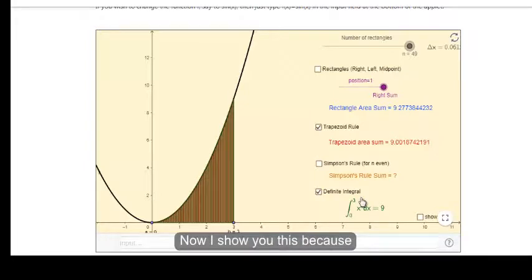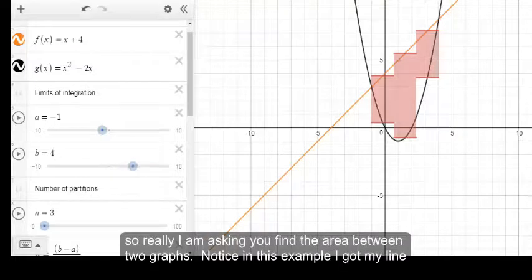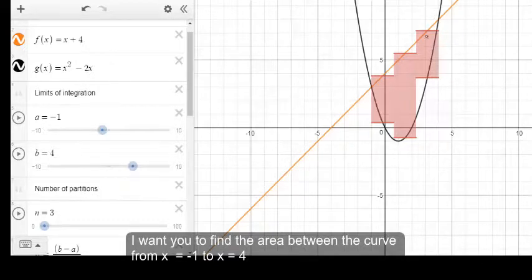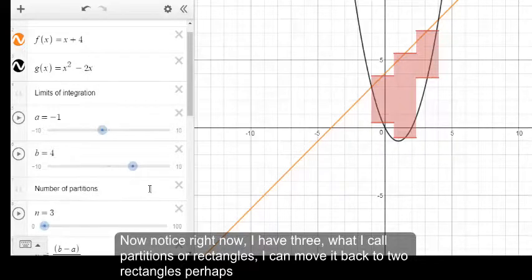Now I show you this because today's topic is about area between curves. So really I'm asking you to find the area between two graphs. Notice in this example I've got my line y equals x plus 4, and I have my parabola y equals x squared minus 2x. I want you to find the area between the curves from here at -1 all the way to 4. Okay. Now notice right now I have 3 what I call partitions or rectangles.